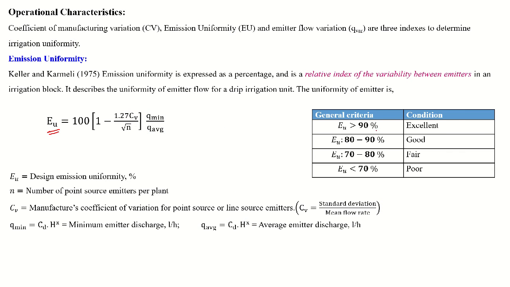When emission uniformity is more than 90%, we can say the emitter performance is excellent. When the uniformity coefficient is 80 to 90%, you can say good condition. From 70 to 80, you can say fair. And below 70%, we can say the emitter condition is very poor. This is the most important question they will ask in the examination. For sprinklers also the condition is the same, but for emitters more than 90% is excellent and below 70% is poor. It means that when the value of emission uniformity reduces, the performance also reduces.